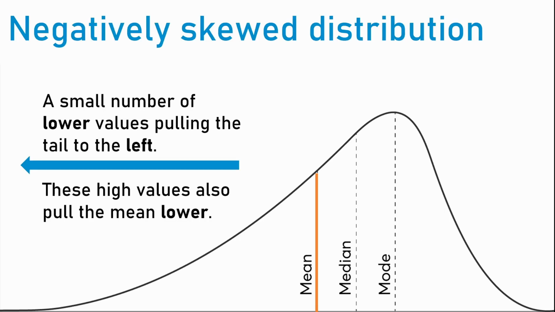The reverse of that is the negatively skewed distribution, where a small number of very low values pulls the distribution towards the negative side of the graph, towards the left. These low values weigh heavily on the mean, which is sensitive to them, so it gets pulled down while the median remains about the same.